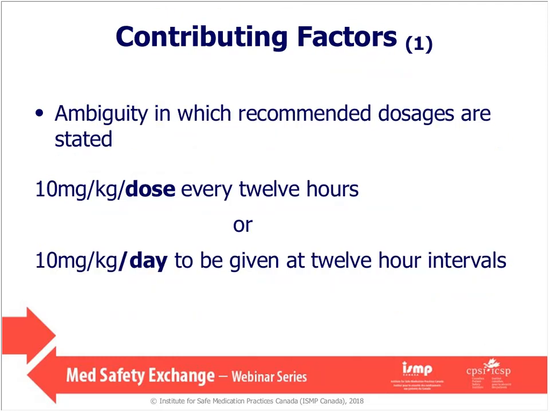One key factor which contributes to the calculation of an incorrect dose is the ambiguity in which recommended dosages are stated. The dose of a specific drug may be listed as 10 milligrams per kilogram per dose every 12 hours, or 10 milligrams per kilogram per day given at 12-hour intervals.